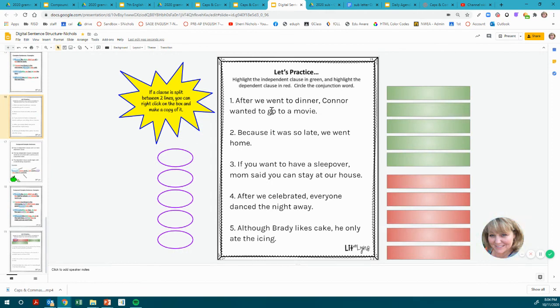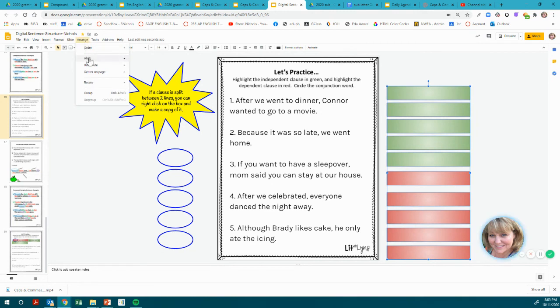And what you will do on this assignment is highlight the independent clause in green and then go ahead and circle your subordinating conjunction. So after we went to dinner, so independent clause in green. So after we went to dinner is here. And what I need to do to make these work, if it's not working, is highlight them, say arrange, order, send backwards, and then those should work.